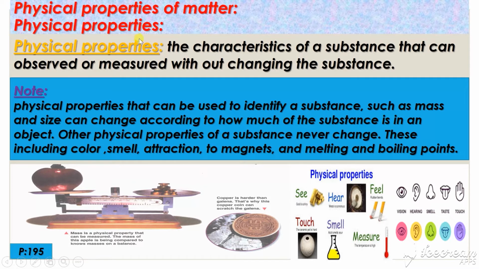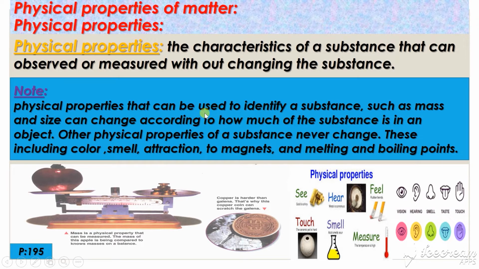Physical properties can be used to identify a substance. Some, such as mass and size, can change according to how much of the substance is in an object. Other physical properties of a substance never change.